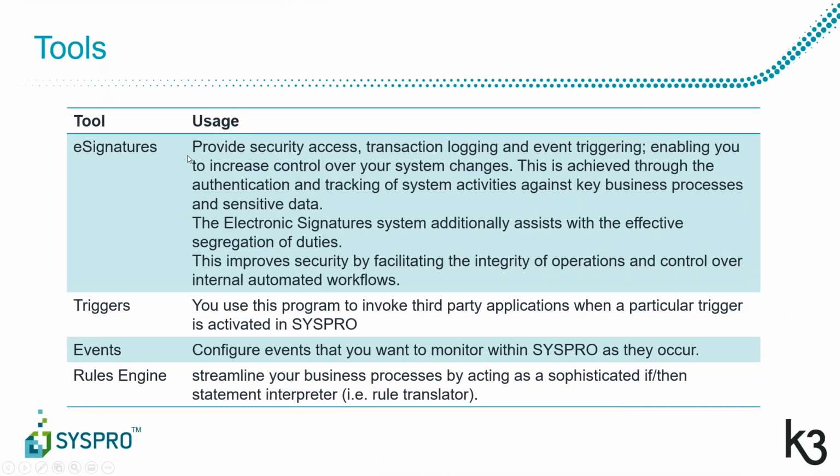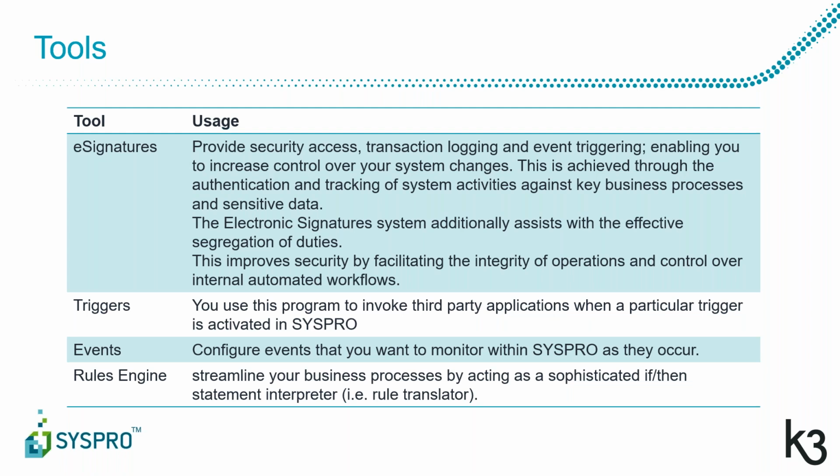Now, we spent a lot of time today talking about electronic signatures. Fundamentally, they were introduced to have security access, transaction logging, and event triggering. It's about increasing control. The initial introduction of electronic signatures was actually for Sarbanes-Oxley compliance to provide traceability for any auditors to make sure that only the people with the correct restrictions were able to go ahead and process transactions. It also has tighter control for your automating workflow, and it allows you then to have various activities you can trace.